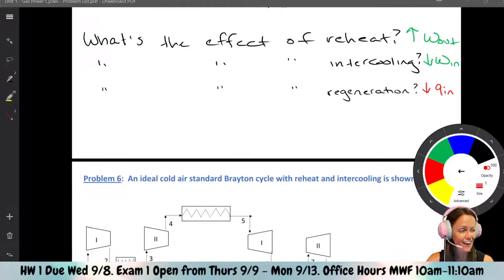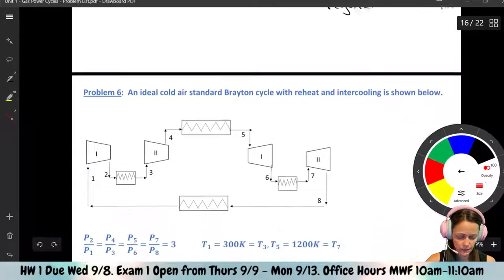All right. But anyway, if I asked you a conceptual question about regeneration, and I said, what is the effect of regeneration on the work output? Your answer would be, it doesn't have an effect on the work output. It has an effect on the Q input. Okay. So now let's work a problem.